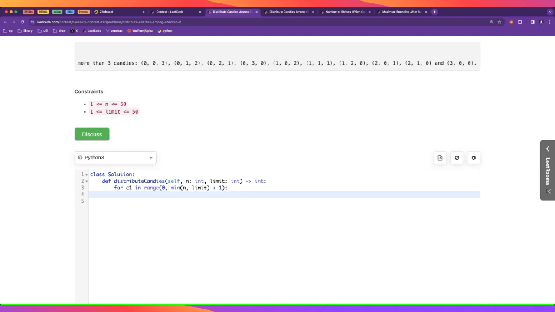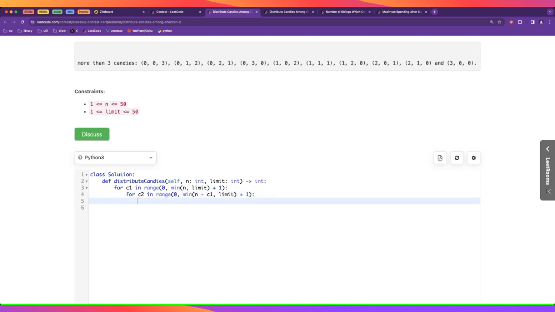That means that not all of these values are going to be valid. So how do we know if they are valid or not? Well, let's do the same for the second child. Here we also want the minimum between how many there are and the limit. The only question is that how many there are depends on how many C1 got, so this is going to be the total minus how many we give to child 1.